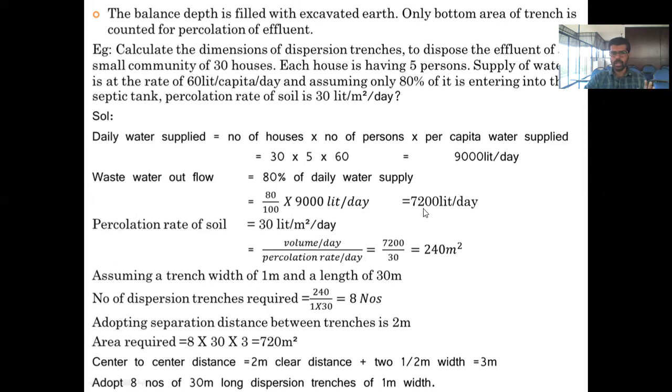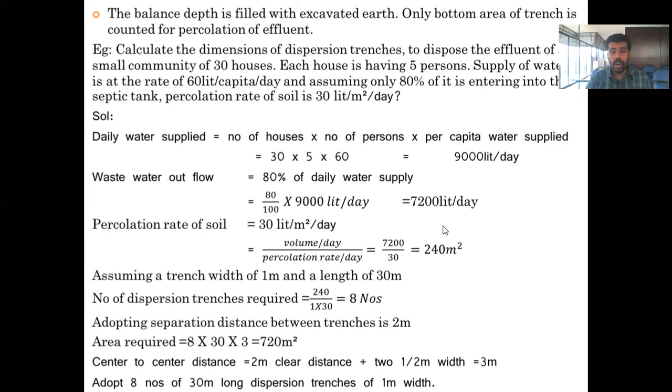So you can write it as volume per day divided by population rate per day as 7,200 divided by 30. Then you will be getting the area. When you cancel all those things, 720 divided by 3, you will be getting 240 meter square. So 240 meter square is the area that has to be populated. Okay, so you got the area.